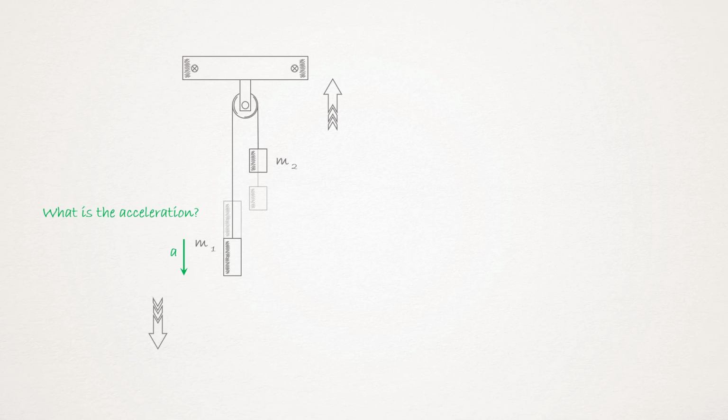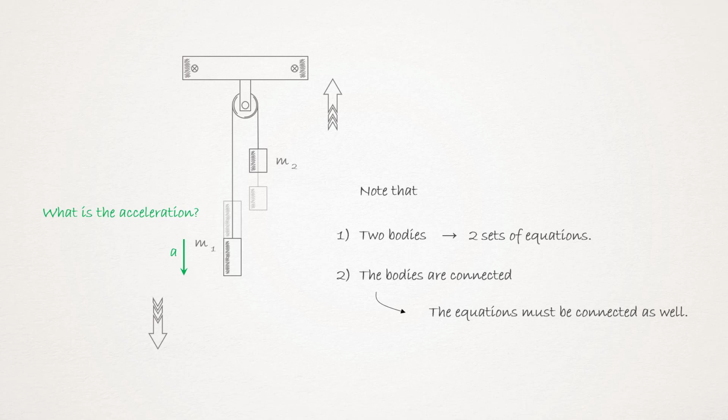Now, before we start writing equations, we want to note the following. 1. There are two bodies, so you need two sets of equations, one for each body. 2. The bodies are connected, so there must be a way in which the equations connect as well. Since what connects them is the string, we should carefully examine the string first.